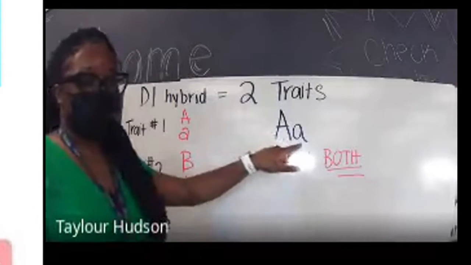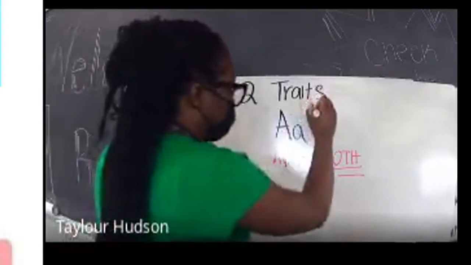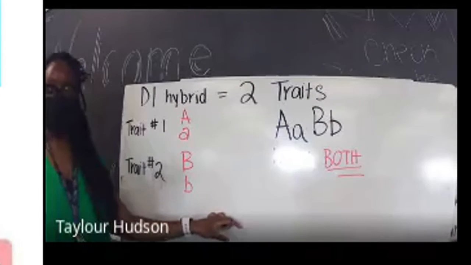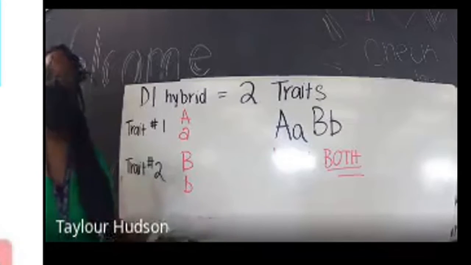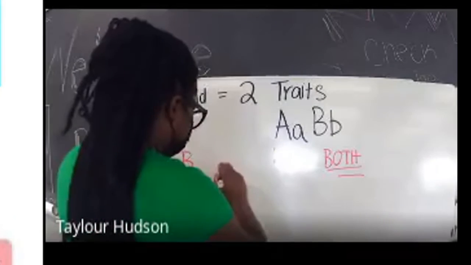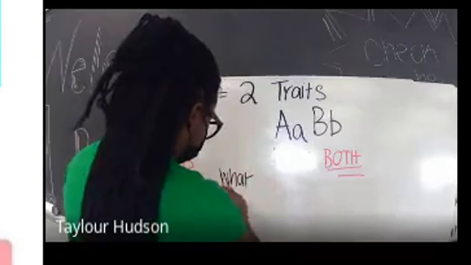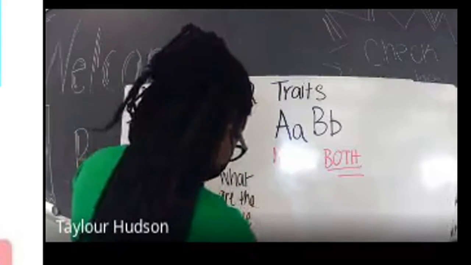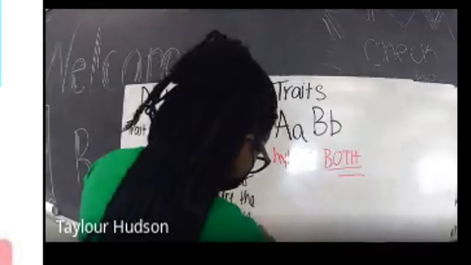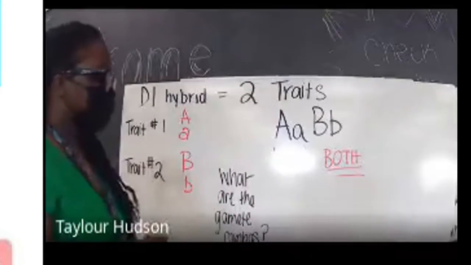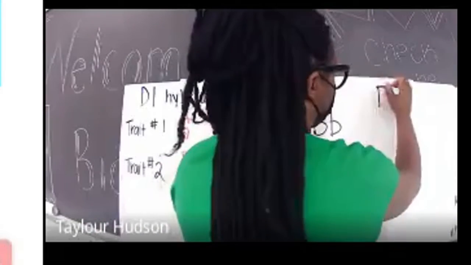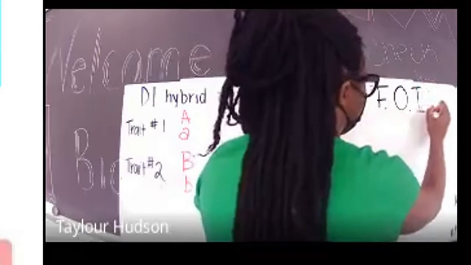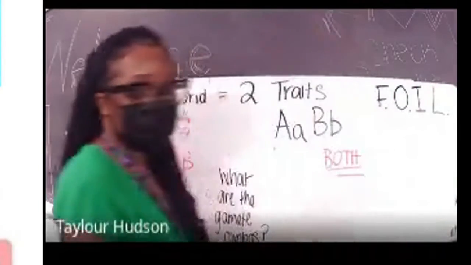They're going to have a big A and a little a, and a big B and a little b. 2 traits, dihybrid. All right? So now you need to figure out what are the gamete combinations. And to do this, we're going to FOIL. F standing for first, O standing for outer, I for inner, L for last.